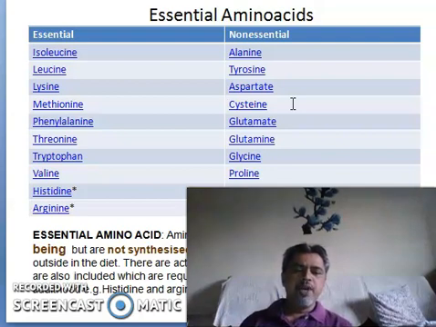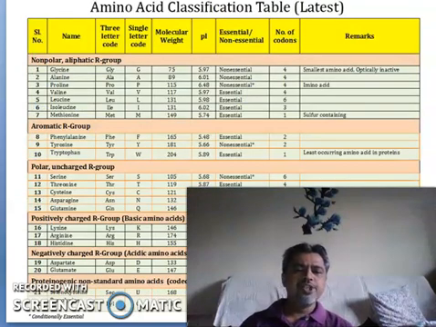To remember these, there is HILMATTV. That is the shortest form to remember the essential amino acids. Okay. Now I will show you an amino acid classification table in which a 3 letter code is designated for amino acids, and in certain literature or in NCBI formats you will find a single letter code too.